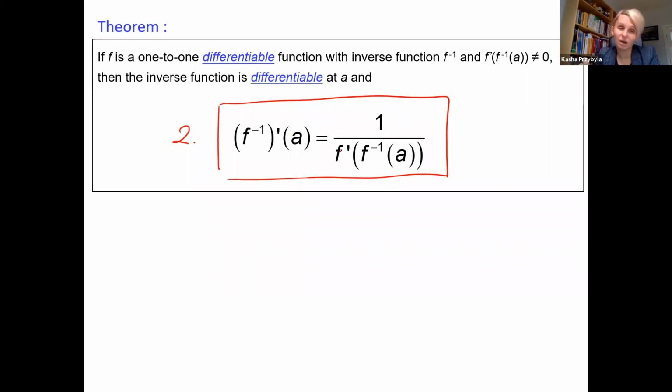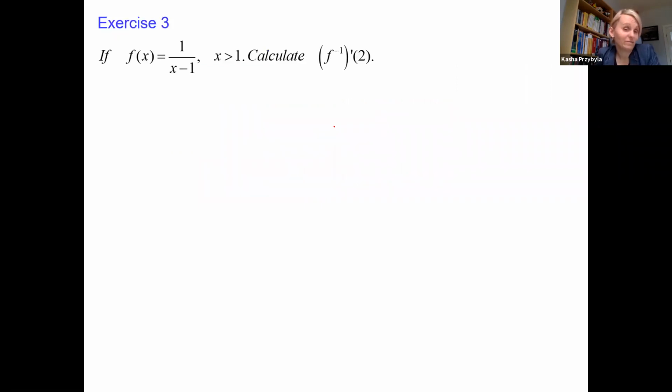Okay, if you solve a few questions from the suggested homework from the section, you will get used to this formula. Okay, let's just solve a question. If the function is defined as 1 over x minus 1, and we do have a domain, I don't know if this function is 1-to-1, but we do have a restricted domain. And since we're asked to calculate the inverse, I'm assuming that it is 1-to-1, but we will still prove it. Function again 1 over x minus 1, and calculate the derivative of the inverse at 2.